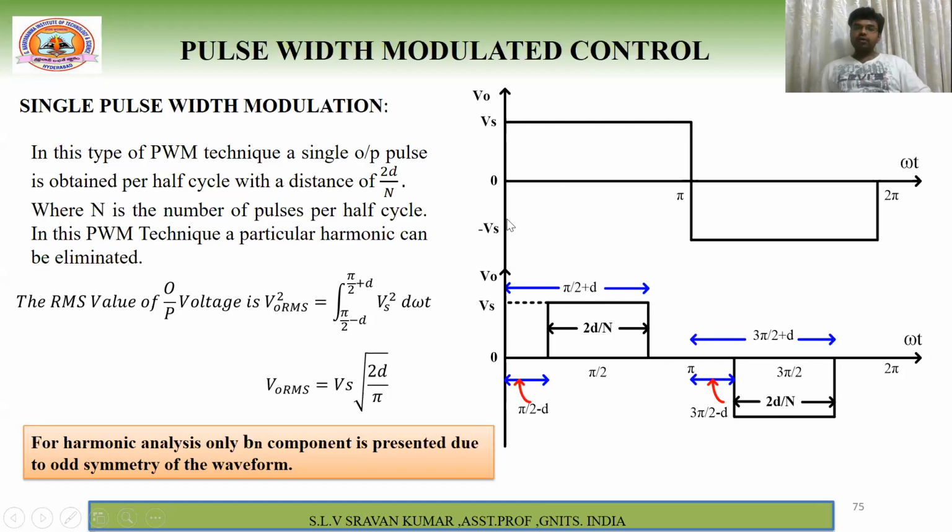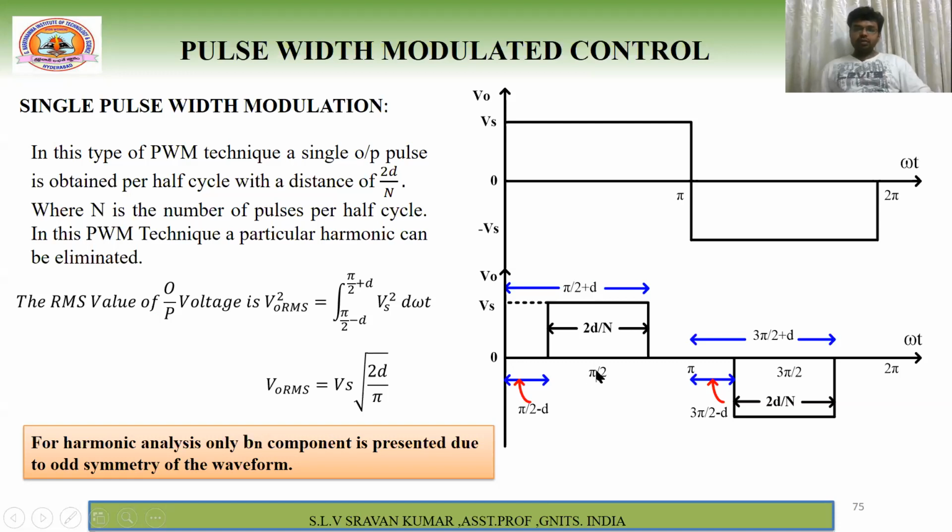Because for the positive half cycle there is one pulse and for the negative half cycle only one pulse, that's why it is called single pulse width modulation. Generally, we call it like that, right? So here the pulse width is 2d by n. What is n? n is the number of pulses per half cycle. Here, how many pulses are there? Only one pulse. Therefore, 2d divided by 1 is equal to 2d.